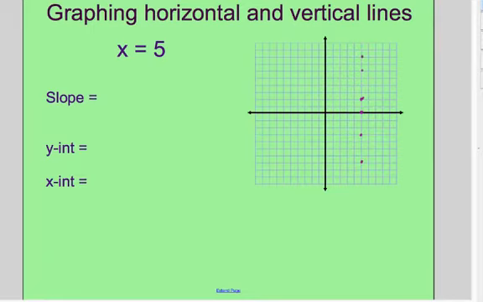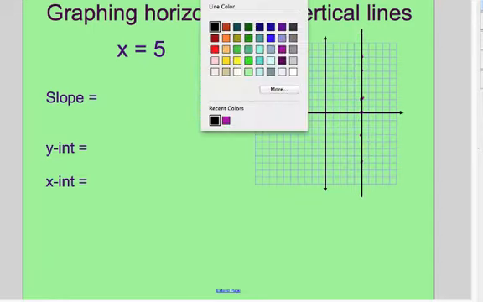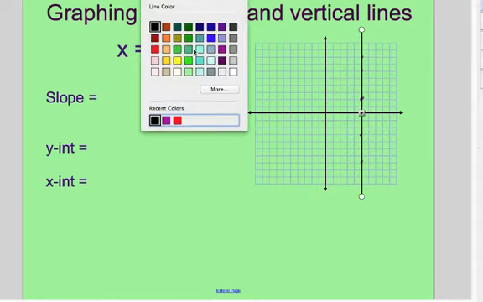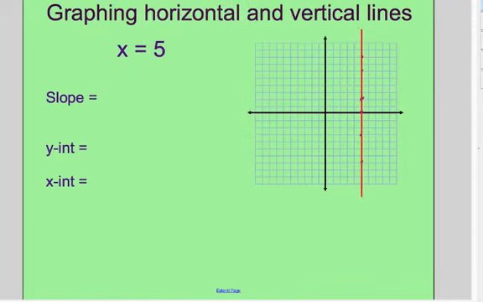So I'll come in and I'll graph this line. Here's my vertical line graph for that particular equation. Let me make this pretty and colorful that way, so we can see it stand out a little bit. And so that's what we're looking at. We've got a line here that is x equals 5. So this is the graph of the line x equals 5.